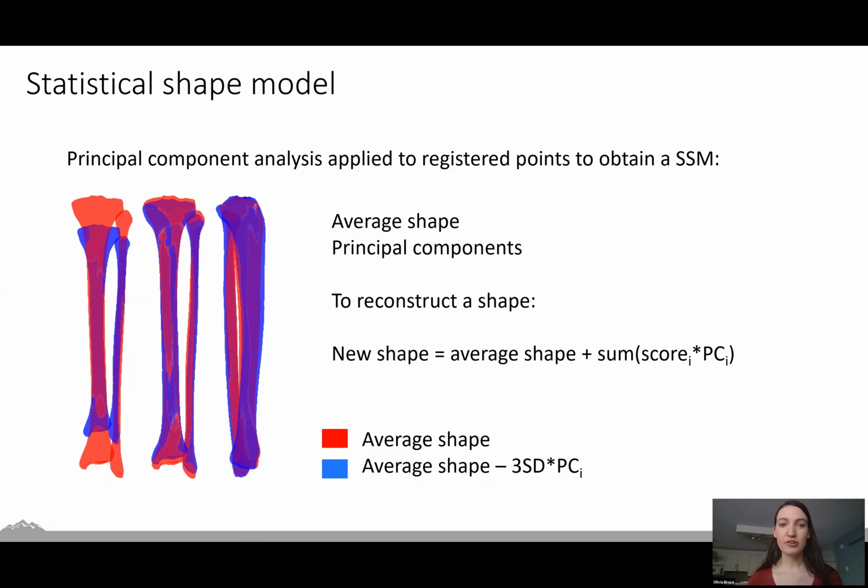So again, a statistical shape model gives you an average shape and principal components, which represent variations in shape. To reconstruct a new shape, you take the principal components that you're interested in using, you multiply them by a score or a weighting factor. If you're using more than one principal component, you sum those, and then you add all of that to the average shape, and that gives you your new shape. So in the figure on the left, the red represents the average shape, and the blue represents the average shape minus 3 standard deviations multiplied by a given principal component.